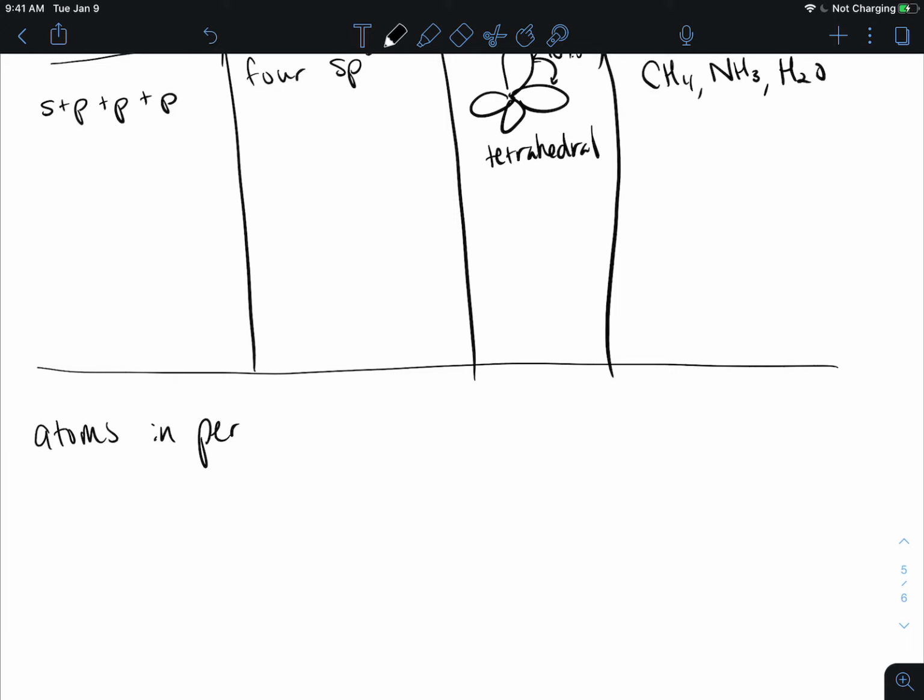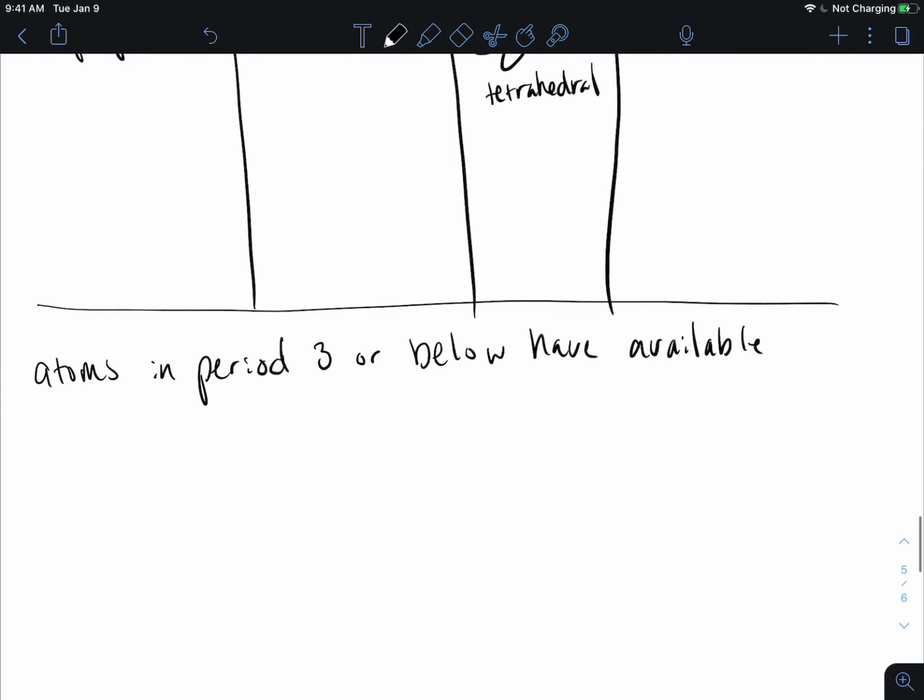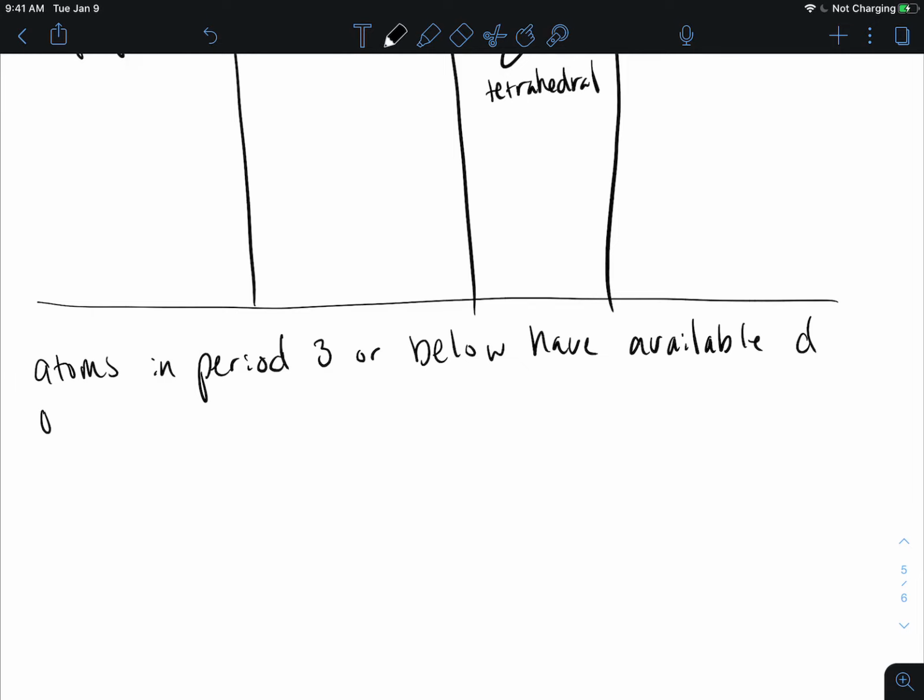in period 3 or below have available d orbitals. Remember that n equals 3 is the first shell where we see those d orbitals. So we have those, and they can be included in this hybridization to get to expanded octets.